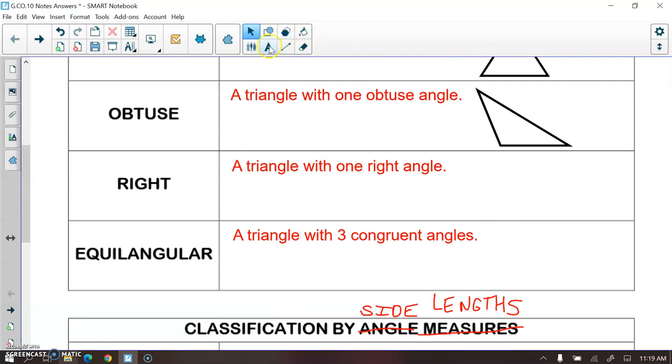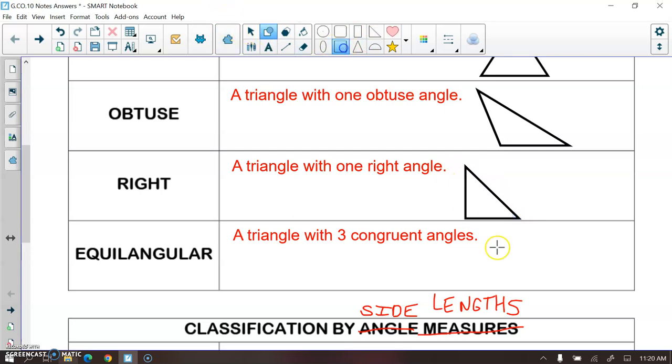A right triangle is a triangle with just one right angle. There cannot be multiple right angles because, again, a triangle adds to 180 degrees. So if I had two 90-degree angles, that's already 180 degrees, which would make the third angle 0, which an angle cannot be. So this is an example of a right triangle.